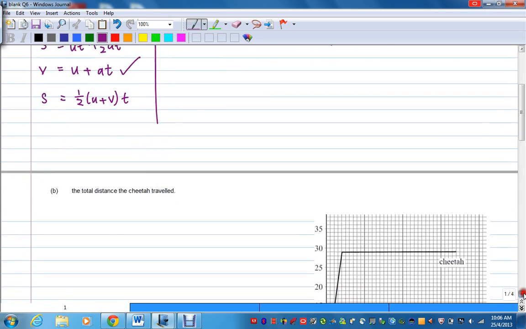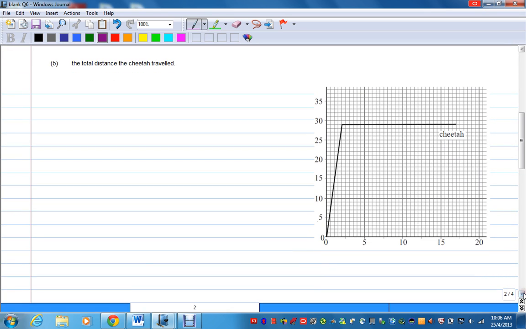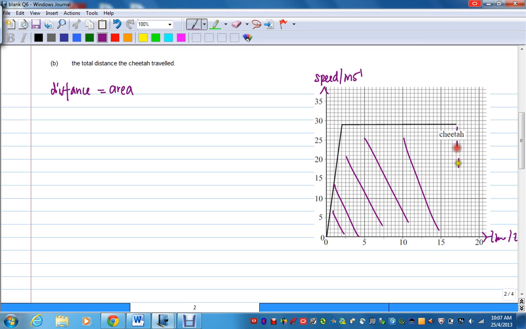Okay, let's move on to part B. In part B, you are asked to calculate the total distance traveled by the cheetah. There are two methods here. One method is to use the area under the graph in part C. So in part C, you are given the speed-time graph for the cheetah. To find the distance, I will have to find the area under the speed-time graph, which is this area here. Okay, so until 17.